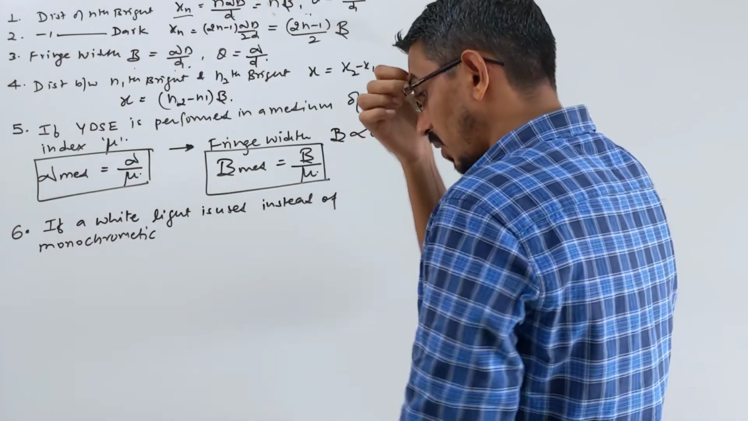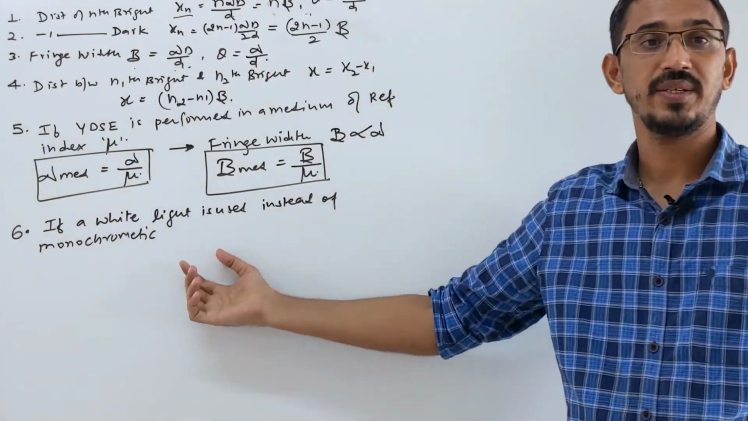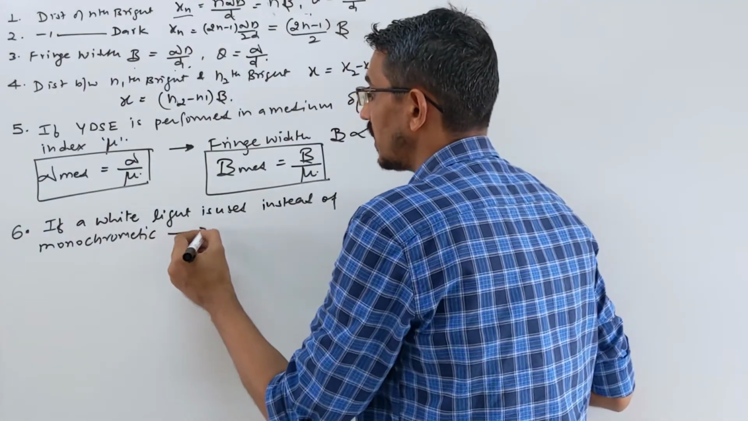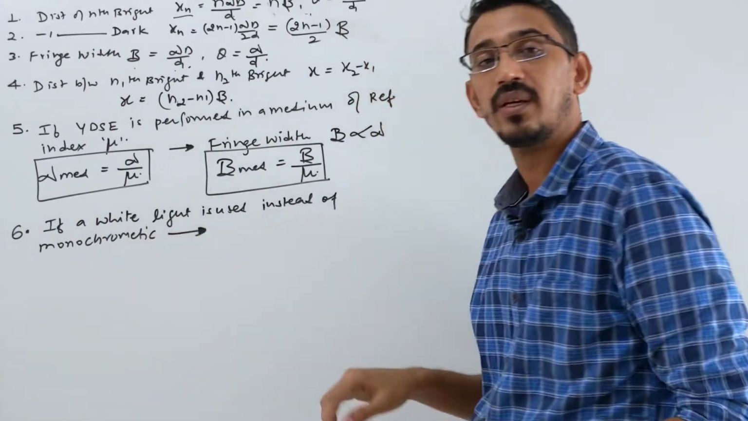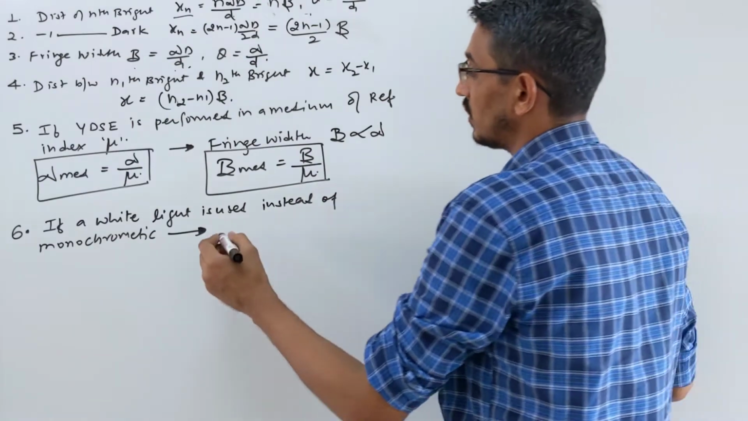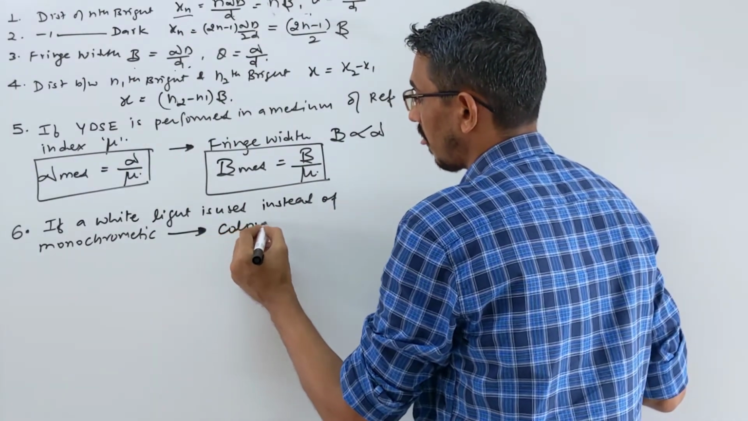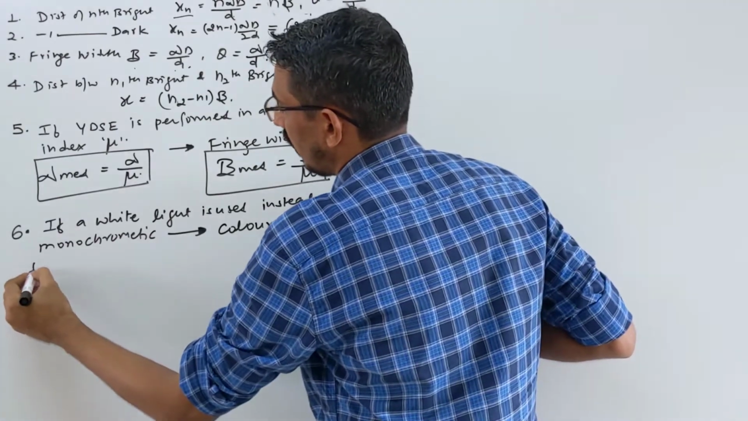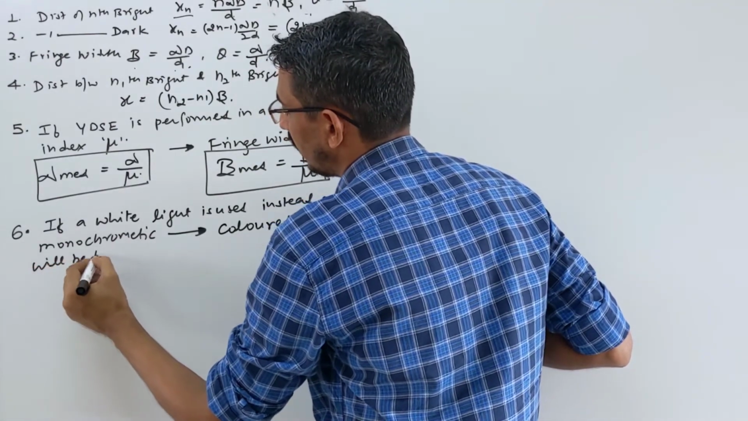If you use white light, normal light, instead of monochromatic light, then what will happen? Colored fringes will be formed. What will happen? Colored fringes will be formed. And how are they formed?